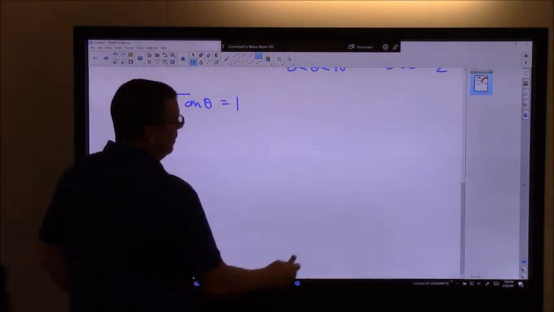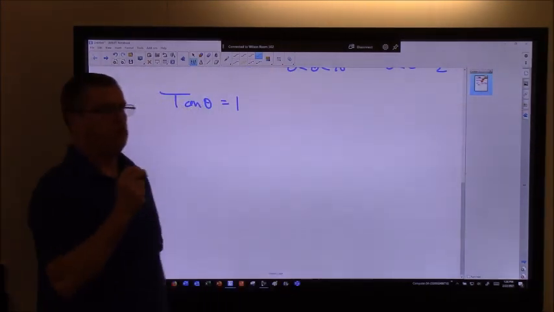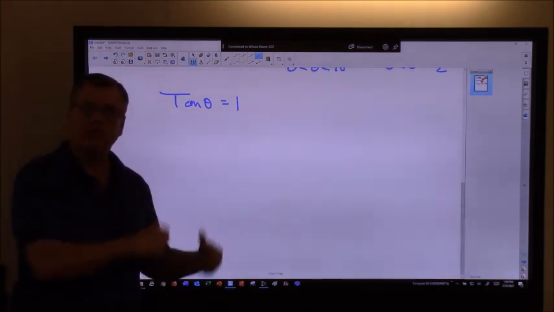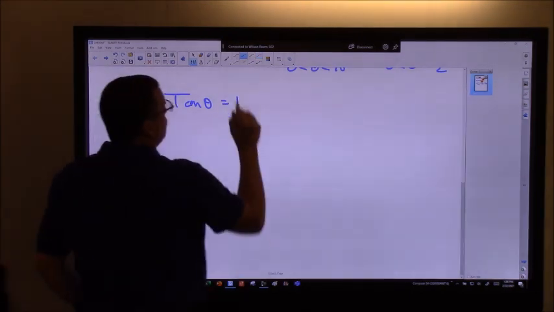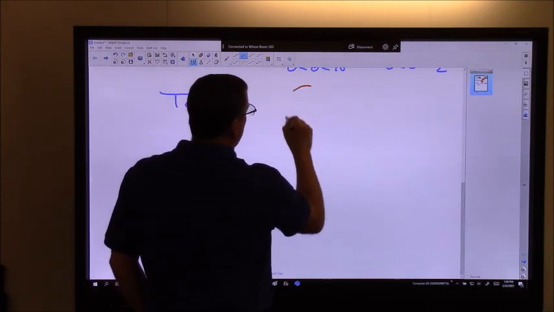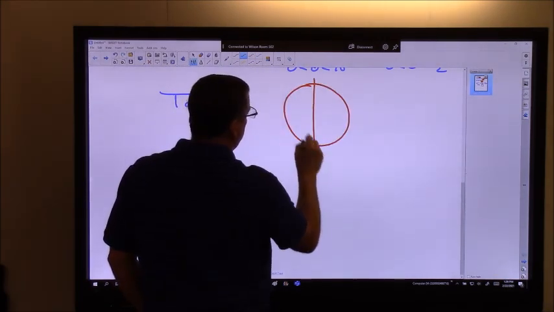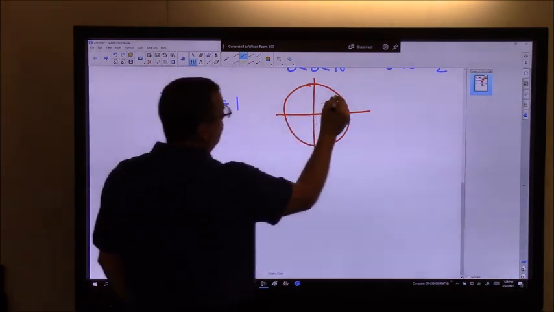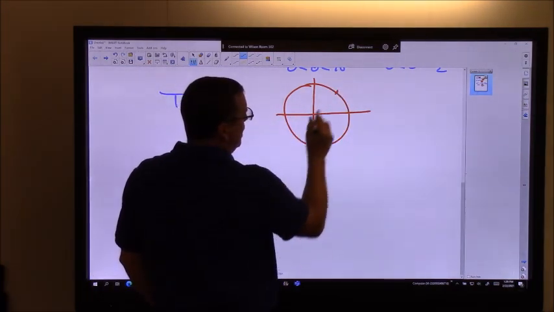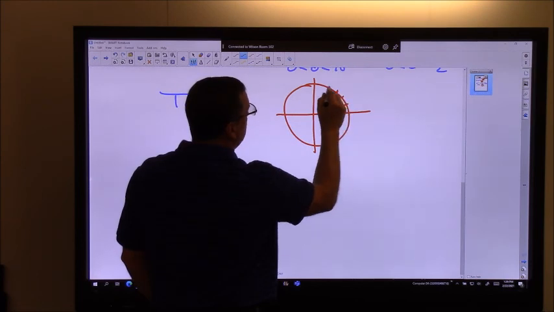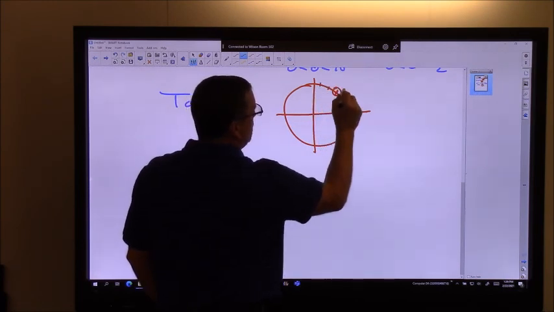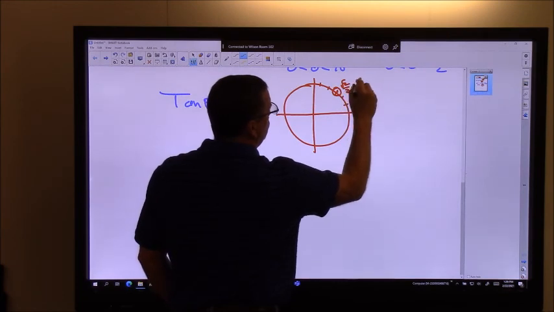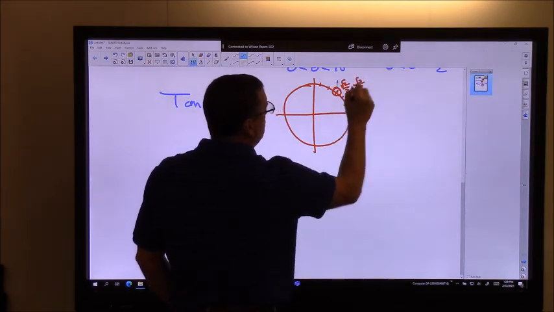And here's what I mean when I say I want us to use our unit circle, but I don't want us to look at it. I want us to produce it on our own. So I'm going to say, here's a unit circle. There's my x and my y-axis. And in order for the tangent to equal 1, I believe that happens at that middle tick mark. Right? And it's because the coordinates are root 2 over 2, comma, root 2 over 2.